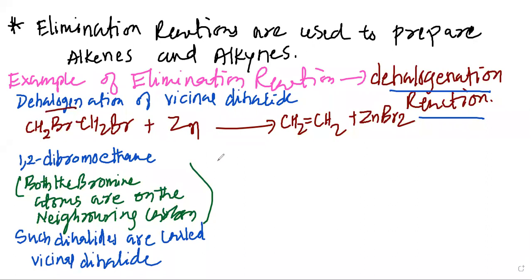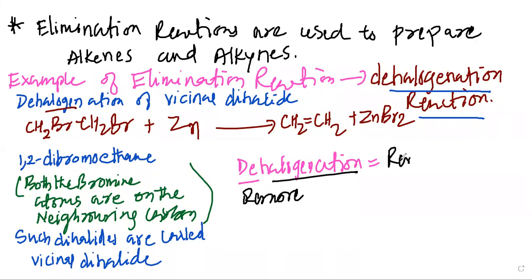What is the meaning of dehalogenation? Let us try to understand. Dehalogenation, that is, D means remove, and halogens, that is removal of halogen, that is what is known as dehalogenation. Let me explain this kind of dehalogenation with one more example, my dear students.